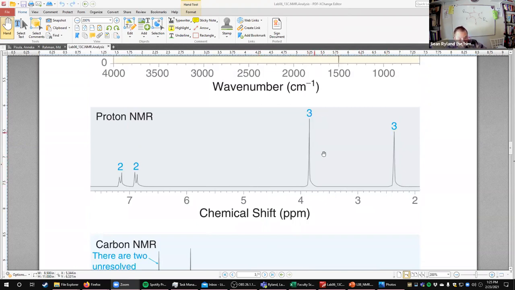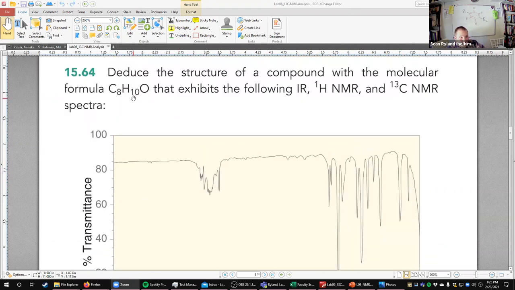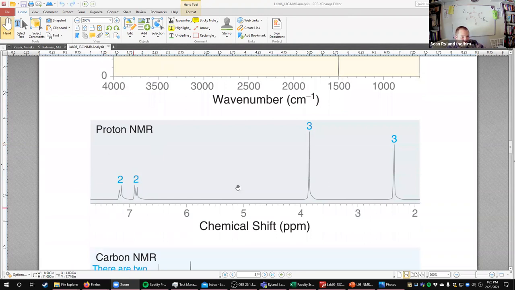All right, so, and then if we look at this, we've got one oxygen, we've got a total of 10 hydrogens, four of which are used in the benzene ring, and the other two groups of hydrogens have an integration of three. So basically we've got to have two methyl groups in there, right? So on our list of things that we have to have, we have to have two CH3 groups that are different from each other. So, and we also have to have an ether, right?